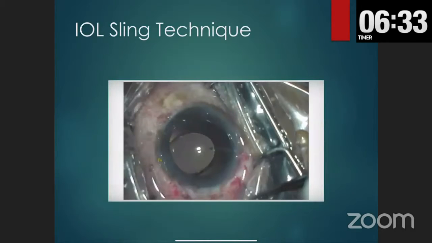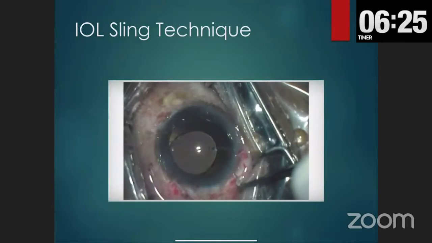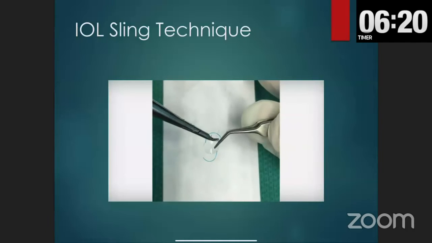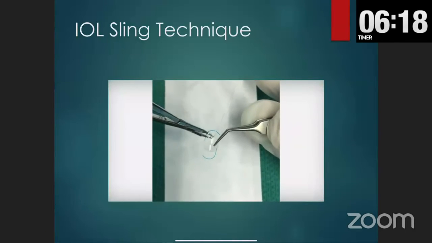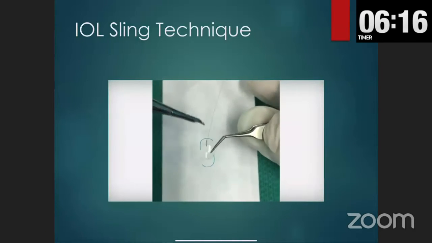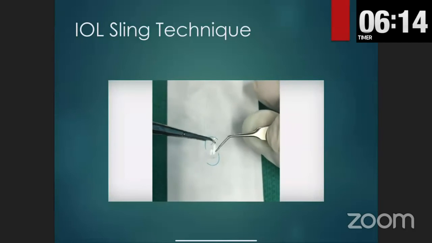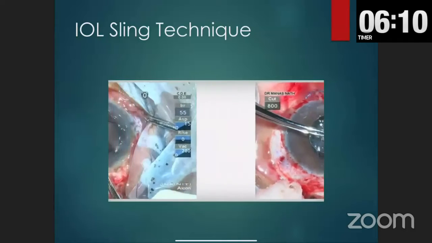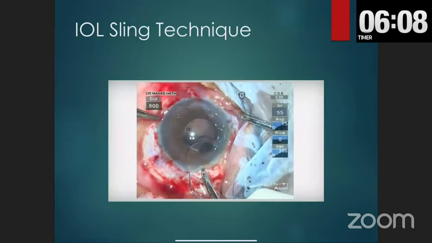The next one is the IOL sling technique by Dr. Manasnath. When we have a large PCR and we are trying to implant an IOL, there is always a chance that we can drop the intraocular lens into the vitreous cavity, like here. What Dr. Manasnath suggests is to use a 10-0 or 9-0 nylon, pass it through the dialing hole in the optic, and keep it outside the eye.